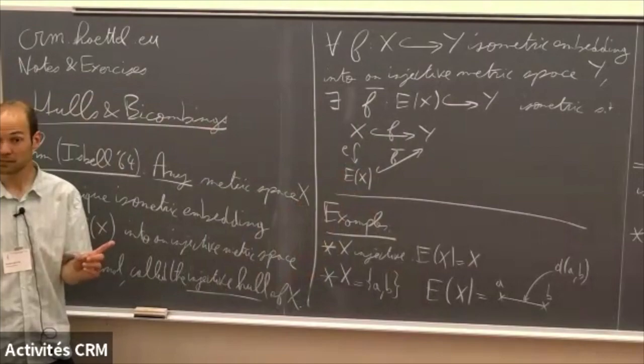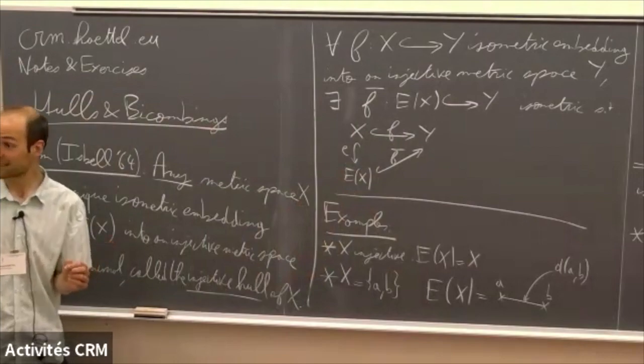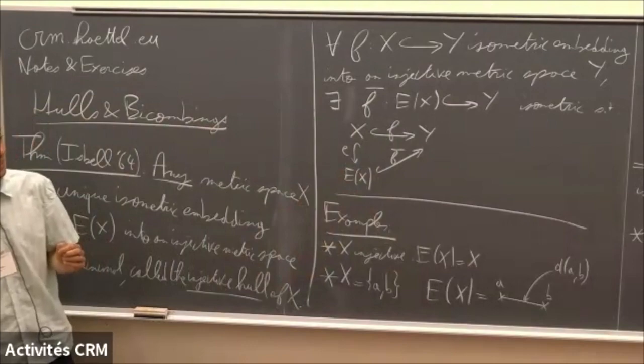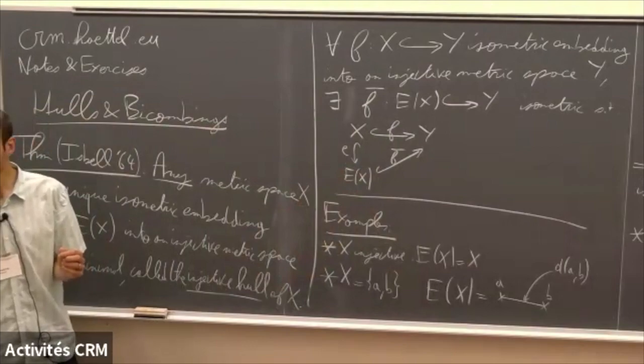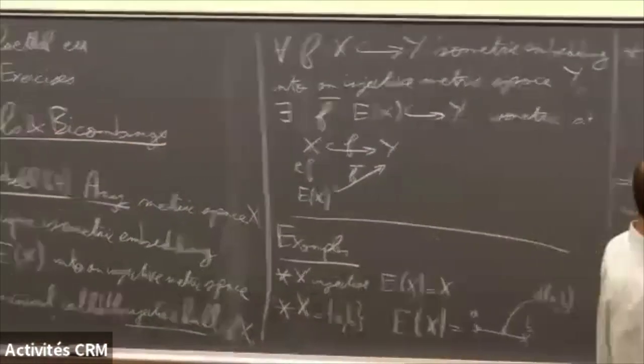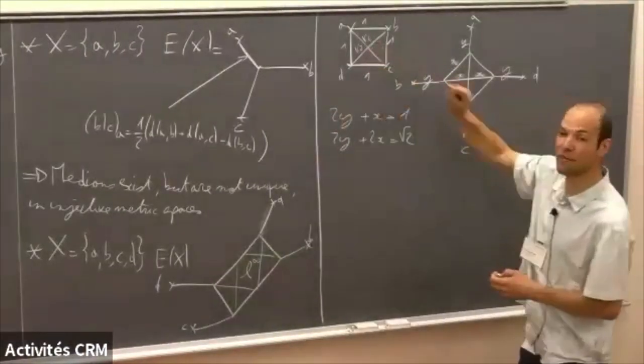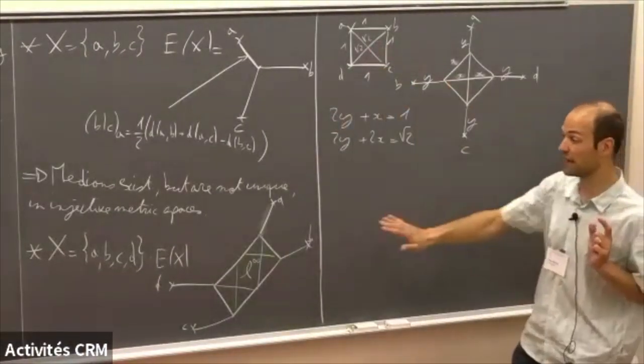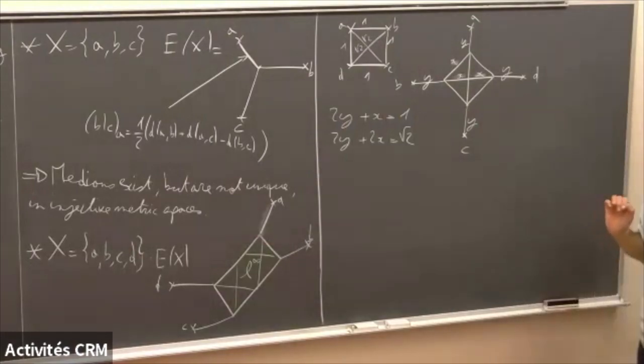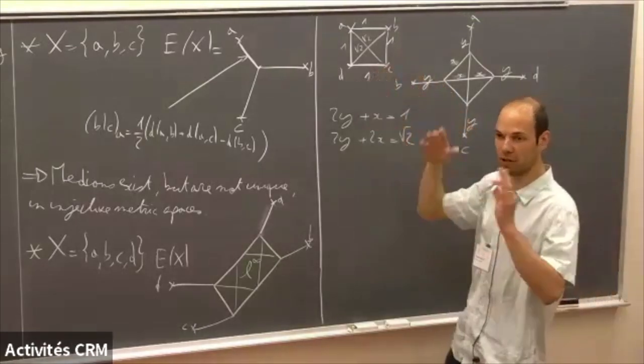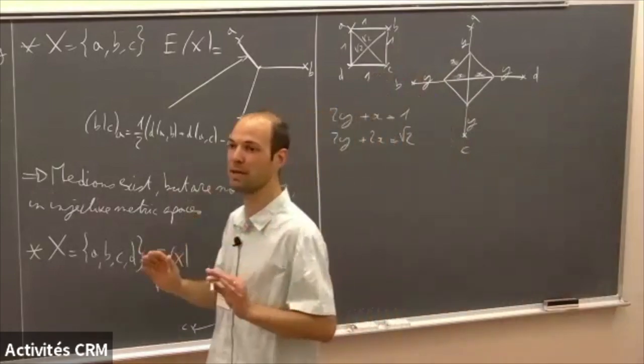Other questions? Yes? The most recent example, how does the square embed into that injective space? So it's not an embedding of the square, it's an embedding of the vertex set. It's just a finite metric space. But you could fill in the square and ask where it goes. It probably doesn't go to that. Well, if you fill in the square, it will be multi-dimensional.